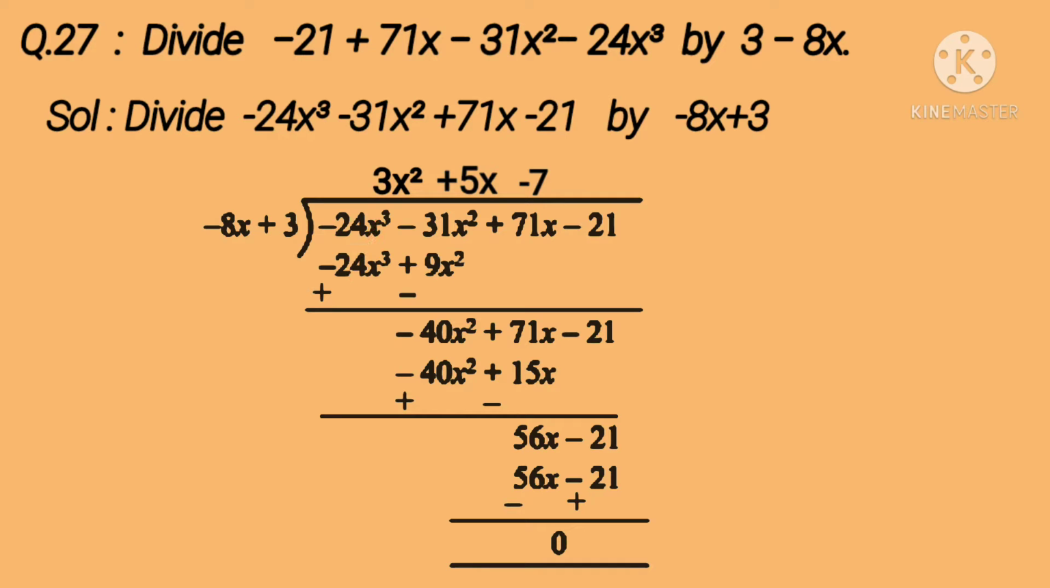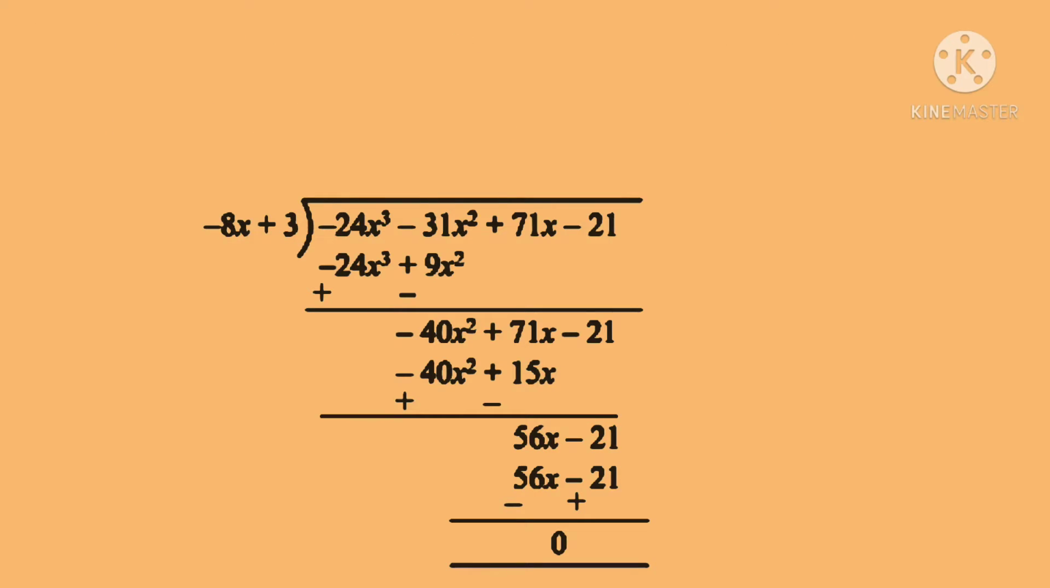Now multiply minus 8x plus 3 by 5. So we will get minus 40x plus 15. Then we will get 56x minus 21. Now multiply this divisor by plus minus 7. Then we will get 56x minus 21. So we will get the remainder 0.